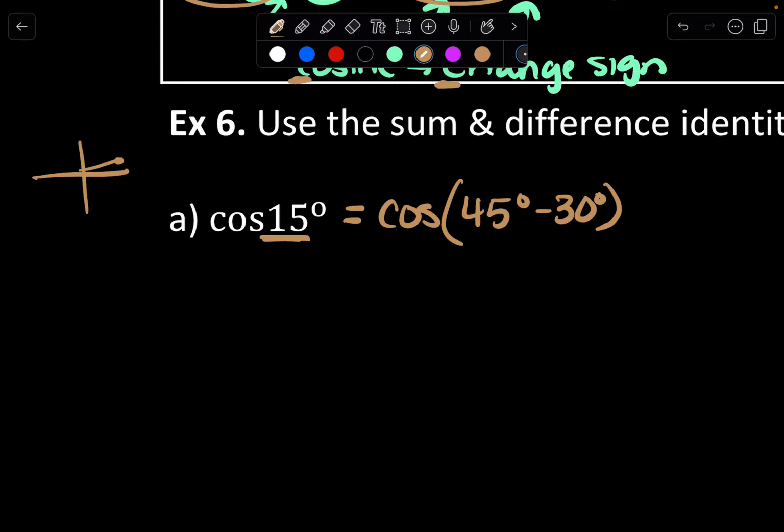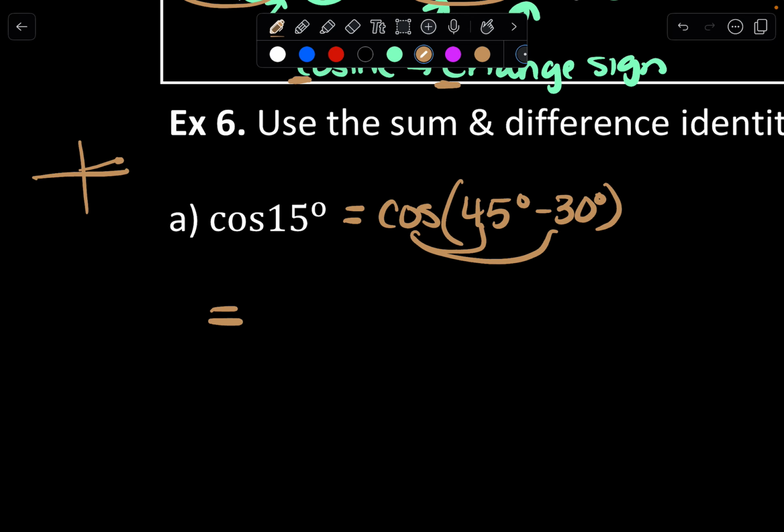You would just simply evaluate. The whole point of these identities is to get it in the form where you can evaluate and use the standard angles on the unit circle. Okay, so I'm using cosine, which means I'm going to have to go to the expanded version to evaluate this. I can't just type in, oh, this is cosine of 45 minus cosine of 30.